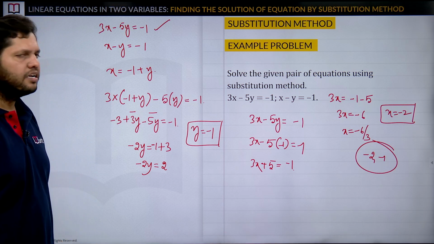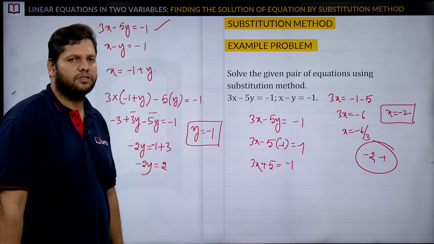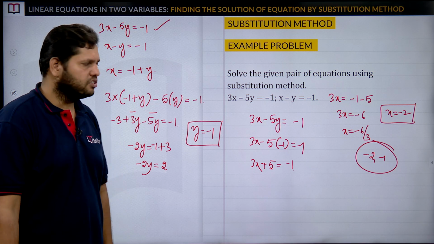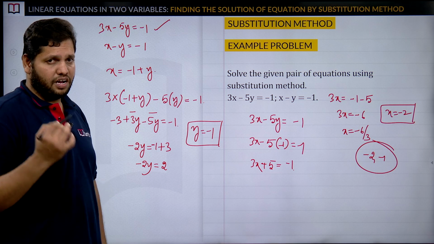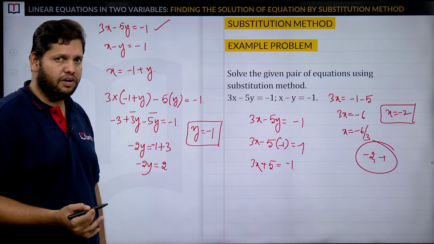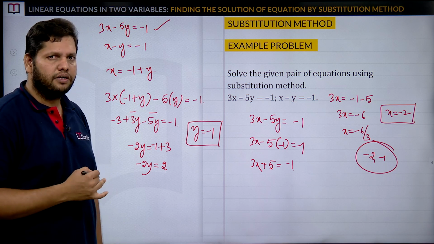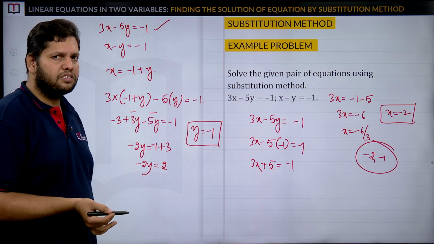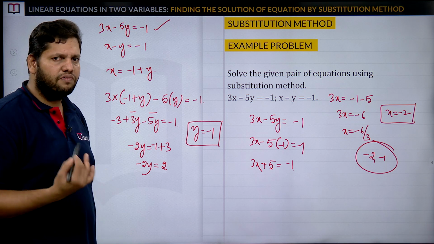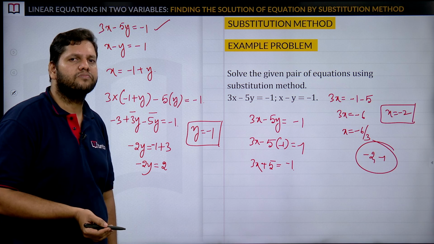Clear, children, this question, or any doubts? This is the first method, children, that is called what? The substitution method. It's very simple, children. Just write down y is equal to something, or you can write x is equal to something, and take that value and substitute in the other equation. After substituting there, just simplify and find any one of the values. You can find the y value and substitute in the first or second equation, or you can find the x value and try to get the y value. Clear, children? That is the procedure. Okay, fine.